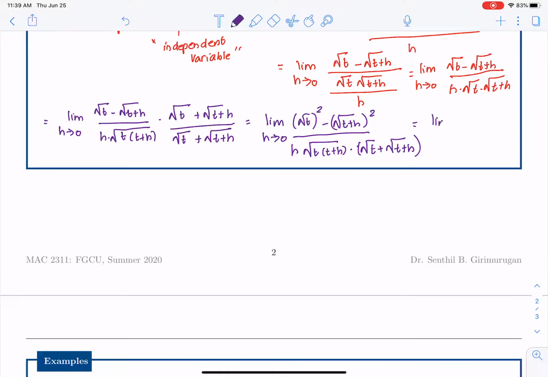The root and the square will get cancelled, and we would simply have t minus t plus h divided by h times square root of t times t plus h multiplied by square root of t plus square root of t plus h.